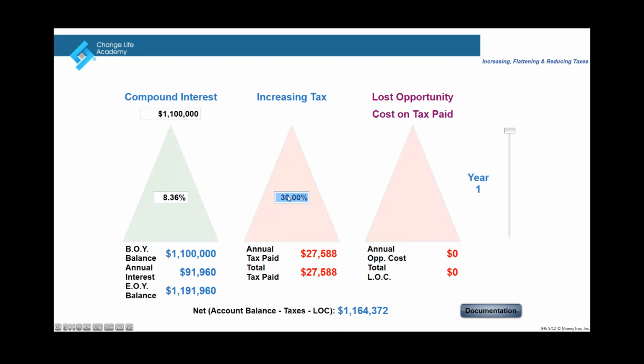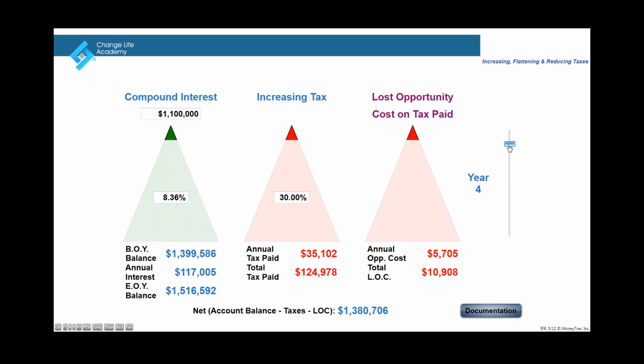Now, this is going to assume that you're getting 8.36 in a savings account with no fees whatsoever, 8.36 in a savings account or a CD, but of course you are going to pay your taxes at a 30% tax bracket, okay? So no fees and no losses. This is linear. This is a calculator type, 8.36 linear every single year.